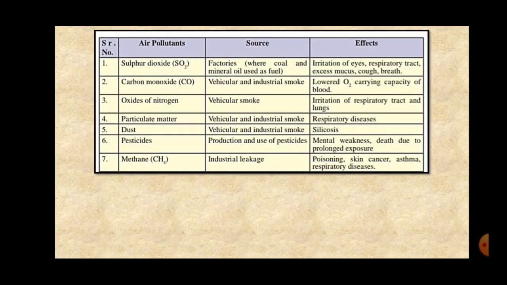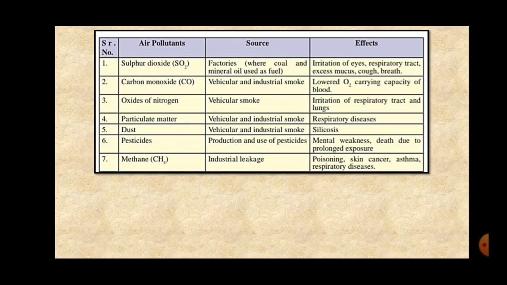There is a table given in the textbook where the different air pollutants are given, their sources are given and their effects are also given. The very first one is sulfur dioxide and it is given out from the factories where coal and mineral oil is used as fuel, right? So what are the adverse effects of sulfur dioxide? Irritation of eyes, irritation of respiratory tract, excess mucus, cough and breathlessness.